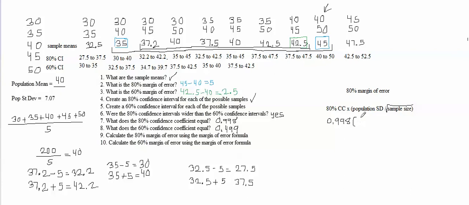We know what the population standard deviation equals. I gave it to you, 7.07. Our sample size is still 2 because each of the 10 samples has 2 numbers. We can take care of the square root first. We know that the square root of 2 is about 1.41. So it's 7.07 divided by 1.41.